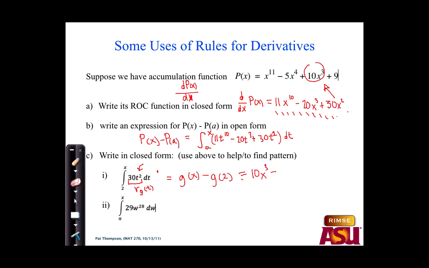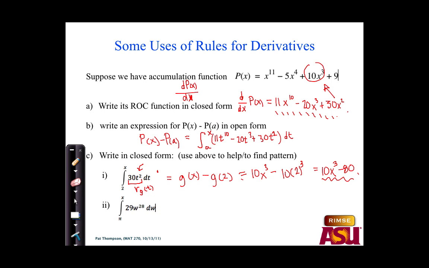I need g of 2 also, so I'd need 10 times 2 cubed, or 80. So I've got 10x cubed minus 80 in simplified form. But this expression then would be accumulation due to rate 30t squared happening from 2 through any x would be given by this expression here, this 10x cubed minus 80.